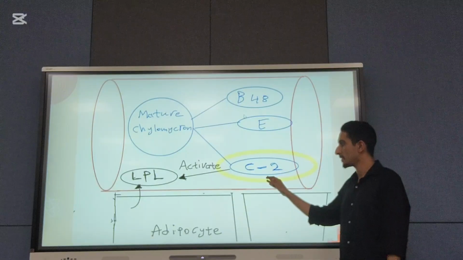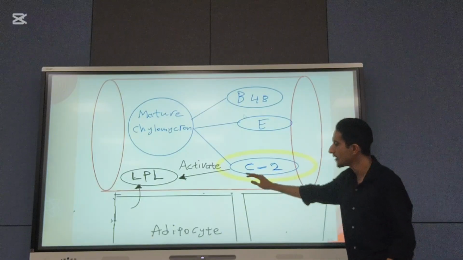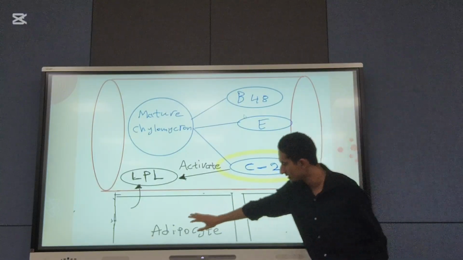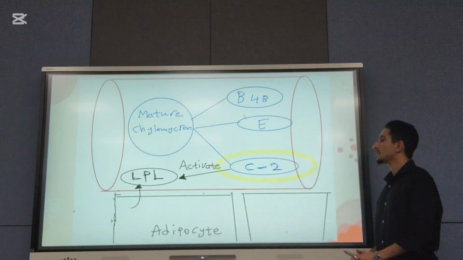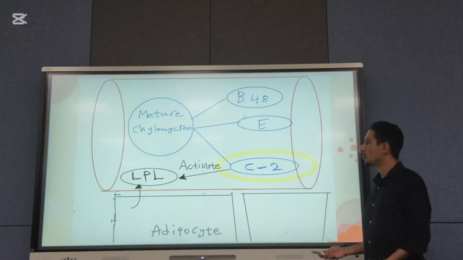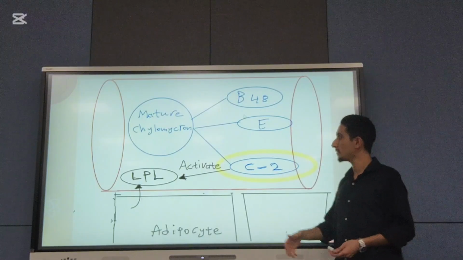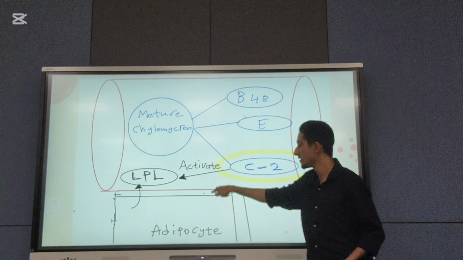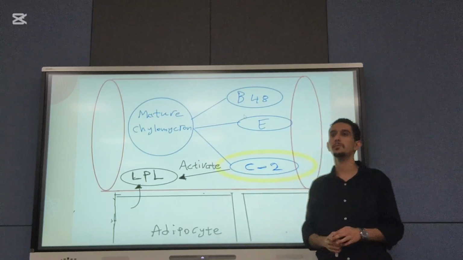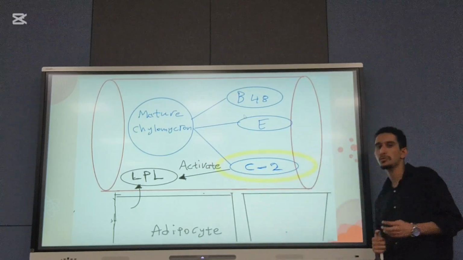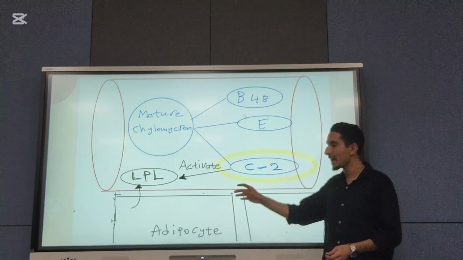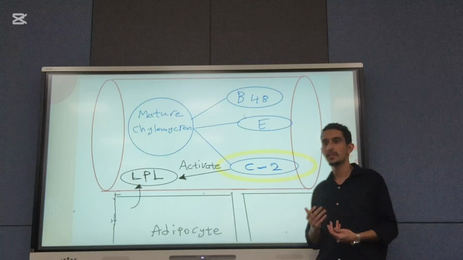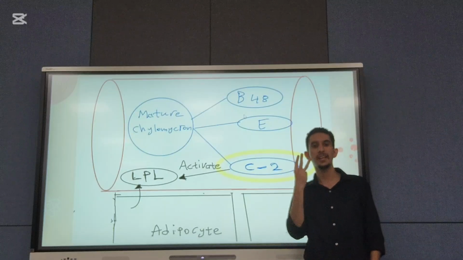Apoprotein C2 activates... here we reach the tissues. Here's the adipose tissue. Now what do we expect from the chylomicron to do? It will release the triglycerides into the adipose tissue. We need something in order to do so. We need something that extracts and breaks down the triglycerides into 3 fatty acids.